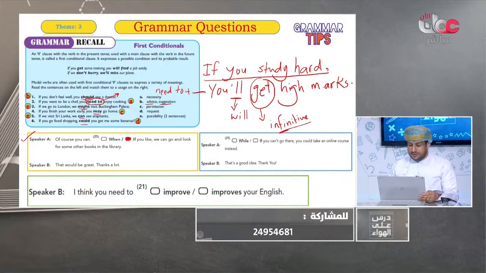All right. Question number 2. Speaker A, this is number 2. "While or if you can't go there, you could take an online course instead." If you can't go there, you can take an online course. If. So this is the grammatical rule. They are targeting if conditional in this way. That's good. That's a good idea.